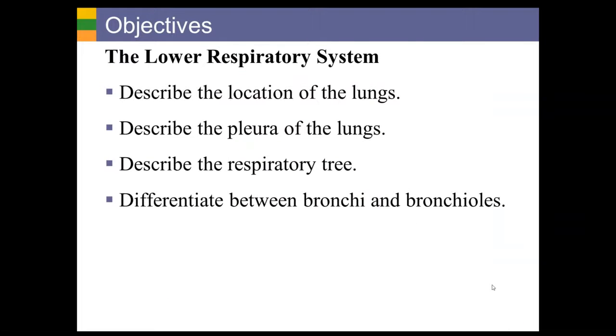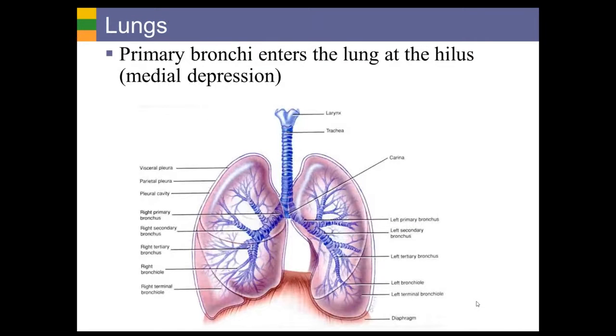Okay, so here are our learning objectives. We're going to describe the location of the lungs, describe the pleura of the lungs, describe the respiratory tree, and then we're going to differentiate between the bronchi and bronchioles. Your primary bronchi enter the lungs at what's called the hilus. So your trachea basically is a tube that connects the larynx to the bronchi, where these bronchi branch from the trachea and they enter the lungs at this depression called a hilus.